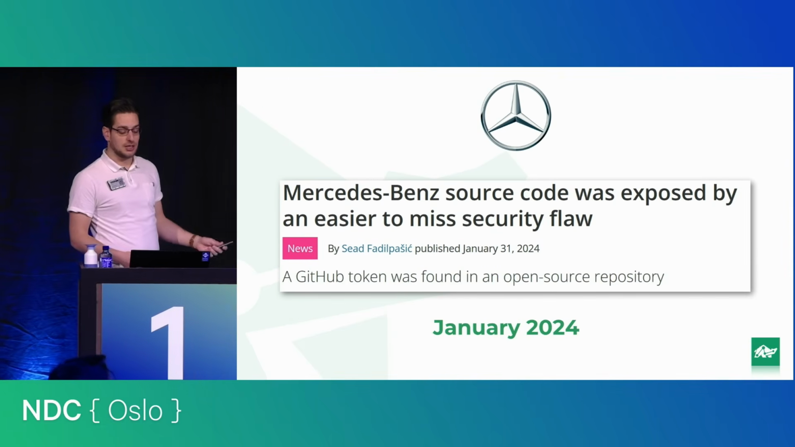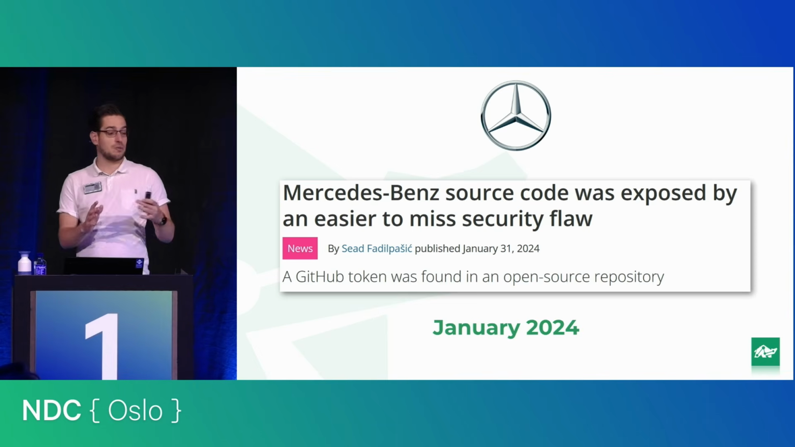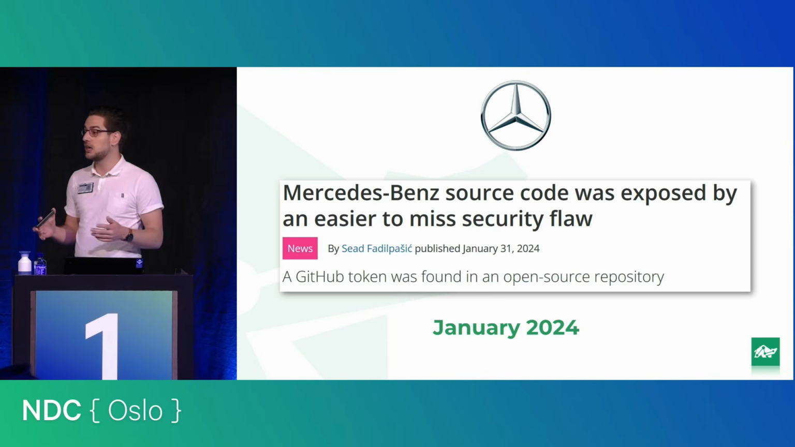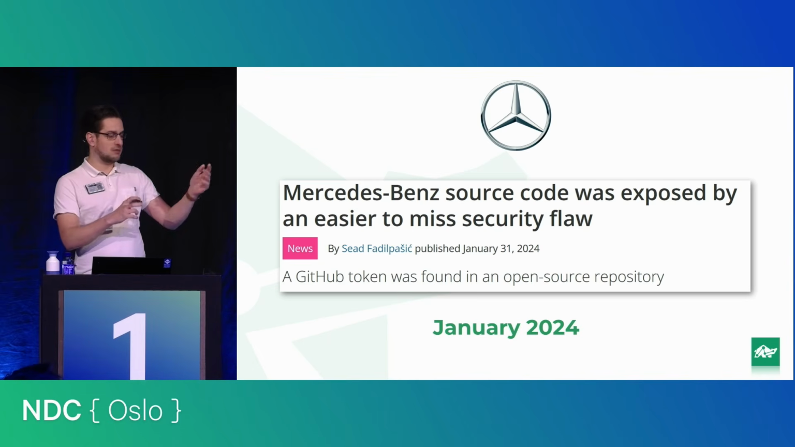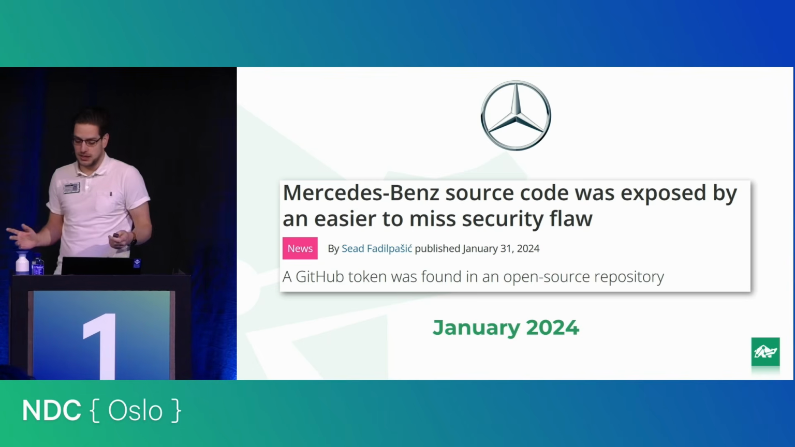January 24, last year, Mercedes-Benz's source code for their UI, for their dashboards, was actually exposed because there was a GitHub token somewhere. And someone got that token, cloned their repos, and everything got leaked.